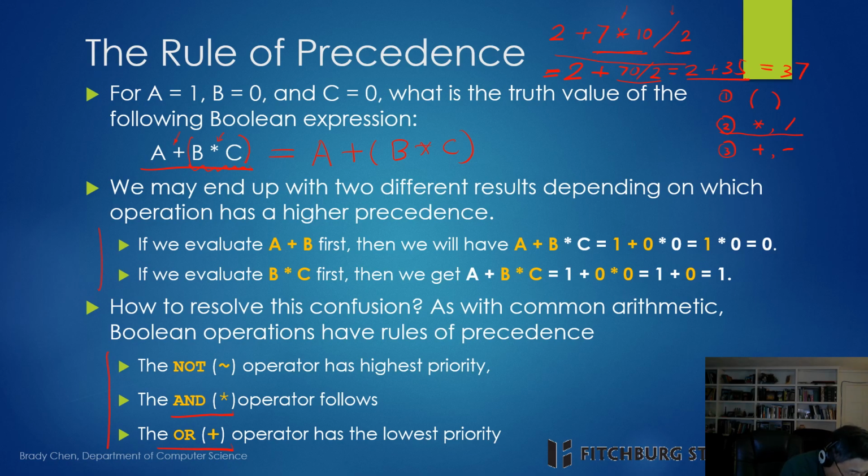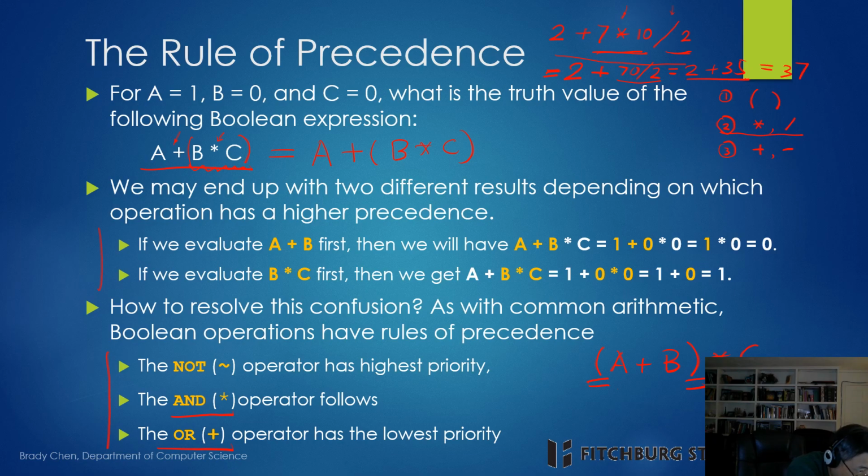Now, in that case, you can use the parentheses. If you want to say, I want to operate the plus first, and then operate the asterisk, then you need to put the parentheses. So that way, even though based on the rule of precedence, the OR operation is lower than the AND operation, because you have parentheses, you need to evaluate the things in the parentheses first. So the result is going to be different.